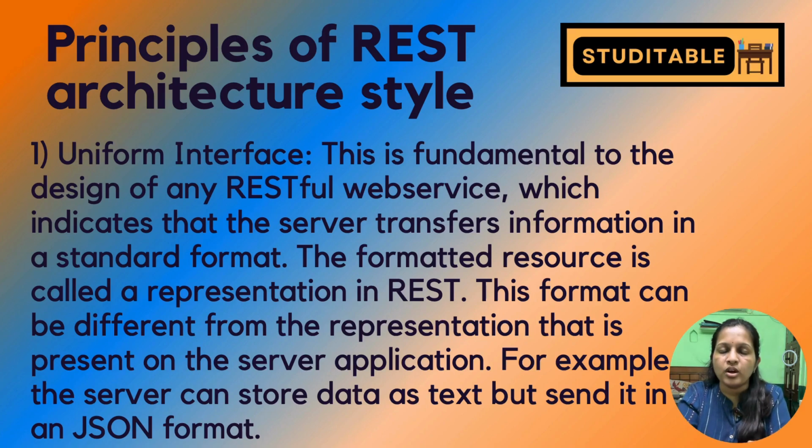That is, if I want to access something and it's saved as text in the server, and I want to display it in JSON format, then it will be displayed in JSON format. So that is the representation of the resource, from text to JSON. This is the uniform interface: the data will be displayed in a standard format, the format that you want, or the format that the browser understands.